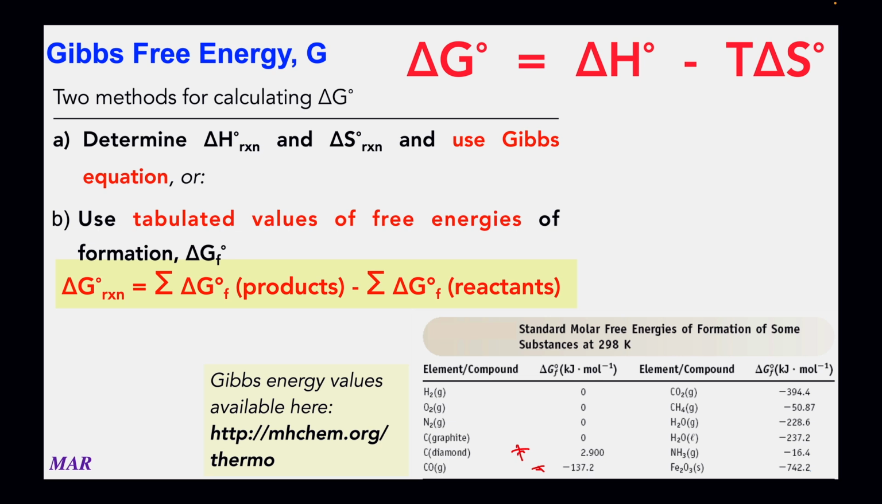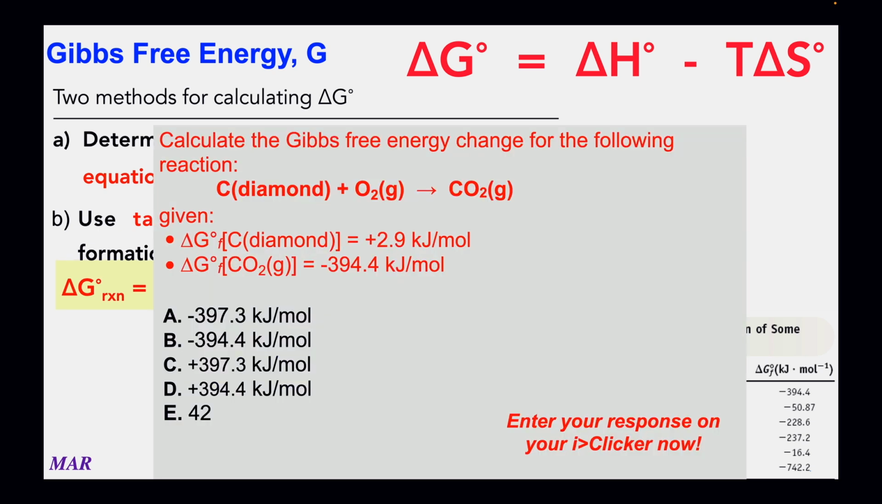The delta H minus T delta S is probably better. It usually gives more reasonable answers than delta G products minus delta G reactants, but we'll do both of them in this class, and so you should know how to do both of them as well. Here's an example where we'll use delta G products minus delta G reactants.